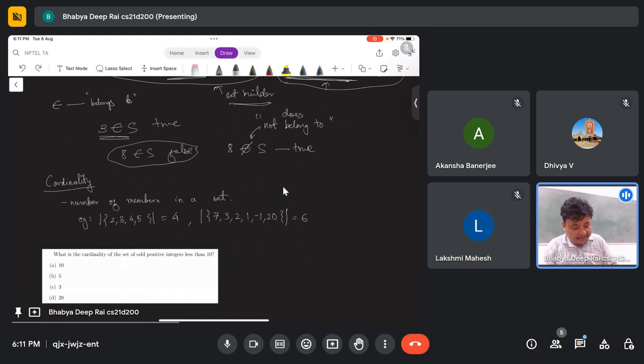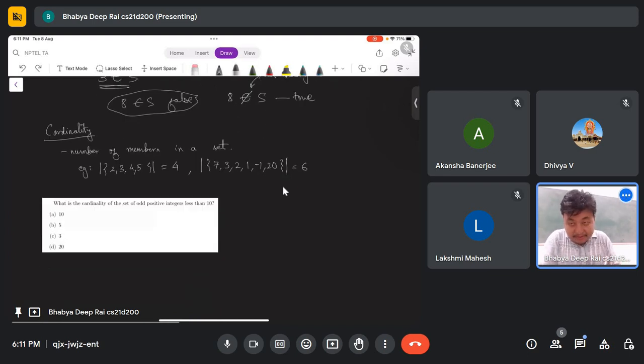Now, those are some elementary things. Now we'll look at some problems involving cardinality. What is cardinality? Another name for cardinality is the size of the set. The number of members in a set is the cardinality. As simple as that. For example, here we have 2, 3, 4, 5. Now, what is the cardinality? 4. There are 4 elements clearly, right?